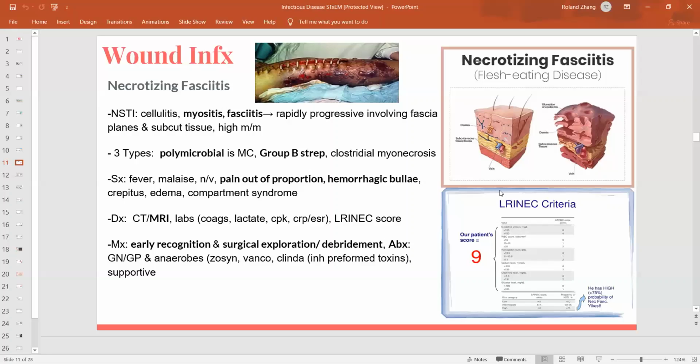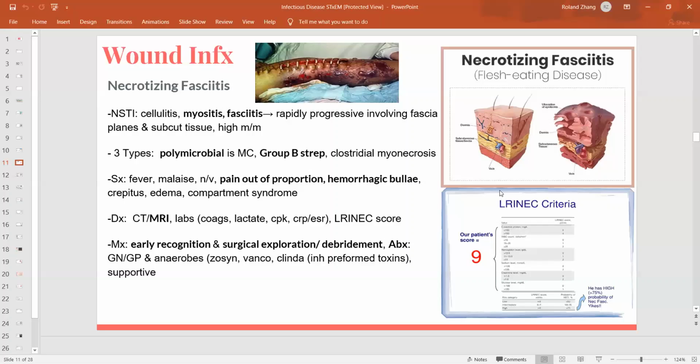When it spreads through the fascia and down to the muscle, there's high mortality if we do not debride the dead tissue. There are 3 types, but the most common is probably polymicrobial, meaning there are multiple bacteria. However, if there's one bacteria, group B strep is the most common. On exam, pain out of proportion and hemorrhagic bullae should make you really, really worry, especially if they have signs of compartment syndrome.